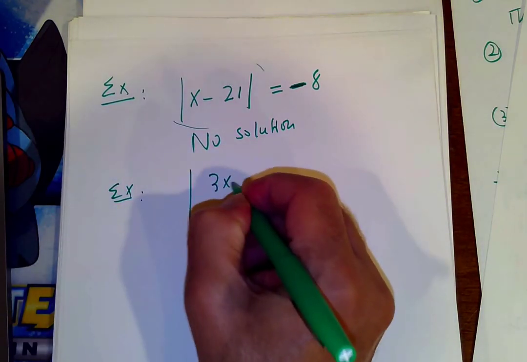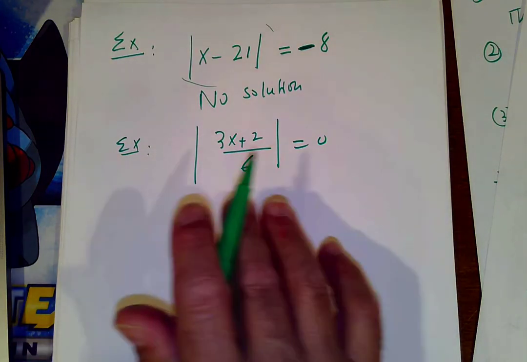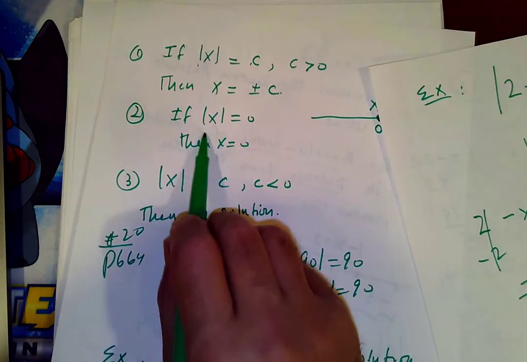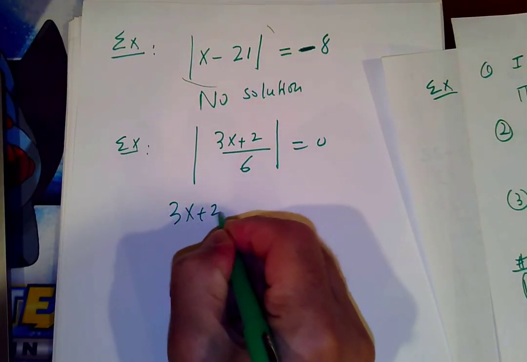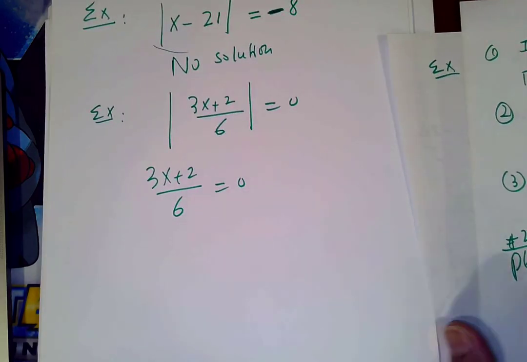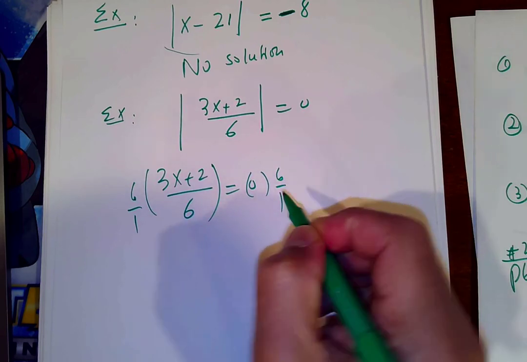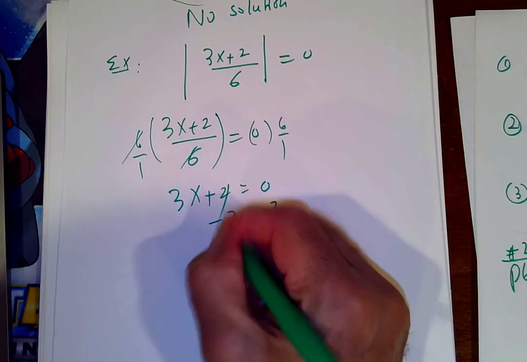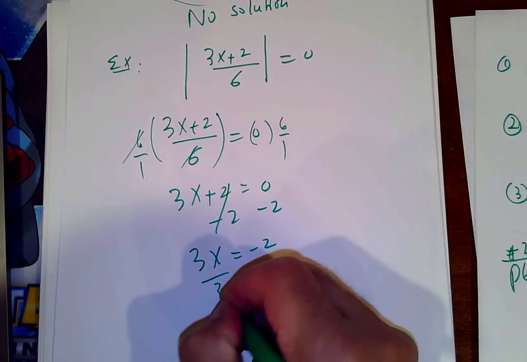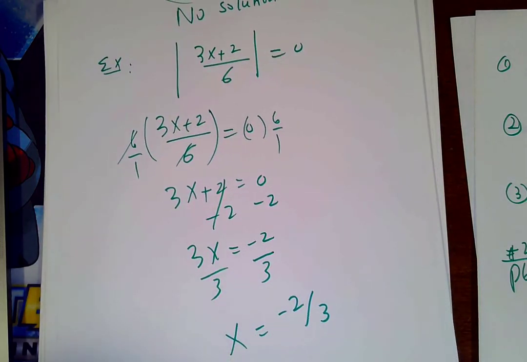Absolute value of 3x plus 2 over 6 equals 0. Now for this one, we know the rule that says if absolute value of anything is 0, then whatever is there has to equal 0. And we get a linear equation to solve. So we're going to get rid of the fraction by multiplying by 6. 3x plus 2, 0 times anything is 0. Subtract the 2. And there is only one solution in this case, which is negative 2/3.